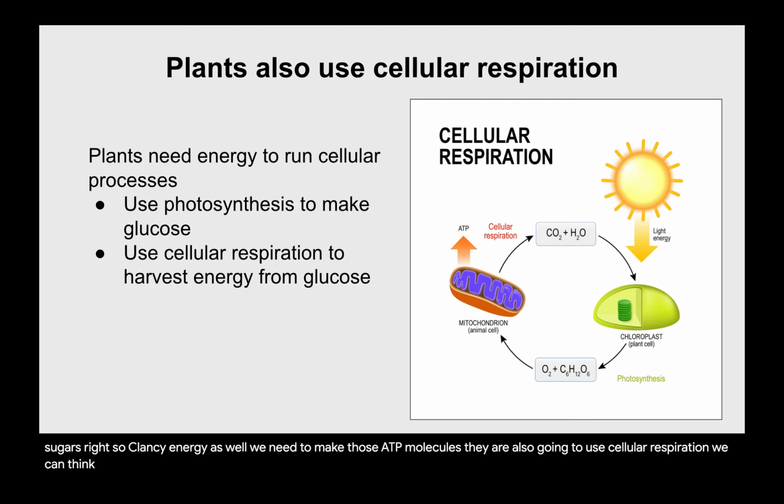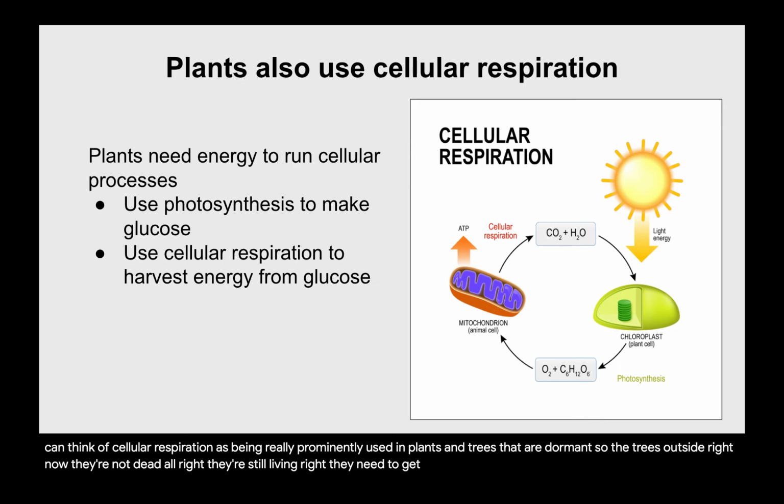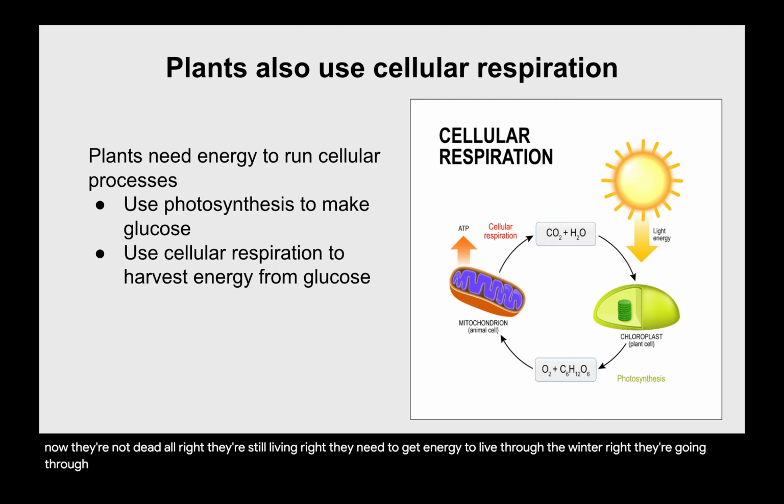We can think of cellular respiration as being really prominently used in trees that are dormant. So the trees outside right now, they're not dead, all right? They're still living. They need to get energy to live through the winter. They're going through cellular respiration right now. They don't have leaves, they're not photosynthesizing, they're solely relying on cellular respiration. Most of the time, there'll be an interchange between photosynthesizing and using cellular respiration.